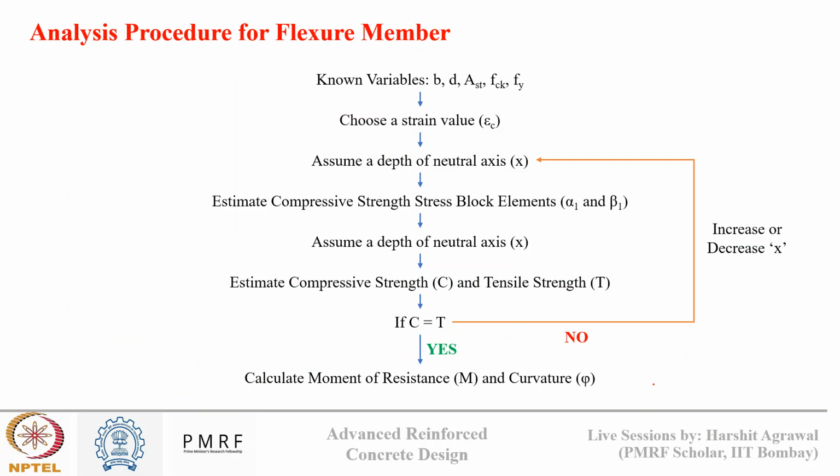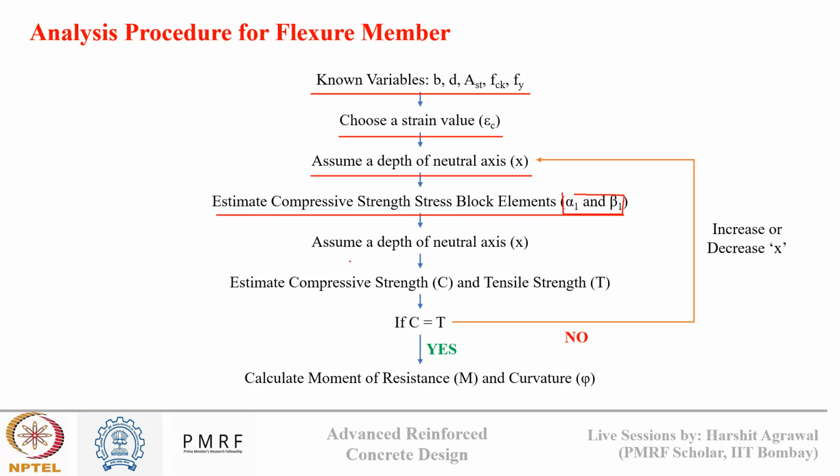Finally, we saw the analysis procedure for flexure design. We know the parameters of a reinforced concrete system. We choose a strain value. We assume a neutral axis depth. Based on the strain value of concrete and the neutral axis depth that we have assumed, we calculate the compression stress block elements alpha 1 and beta 1.